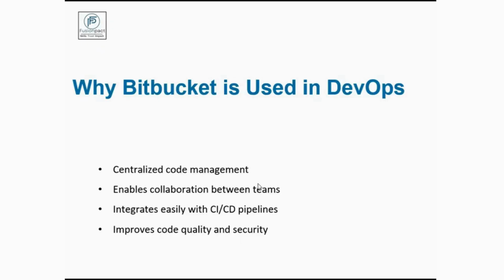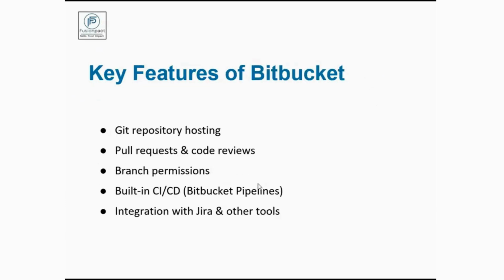So why do we use Bitbucket in DevOps? We use it as it provides centralized code management. Then it enables strong collaboration between the team members. We can easily integrate this with the CI/CD pipelines, and it will help us to improve the code quality and security. The different features Bitbucket offers are Git repository hosting.